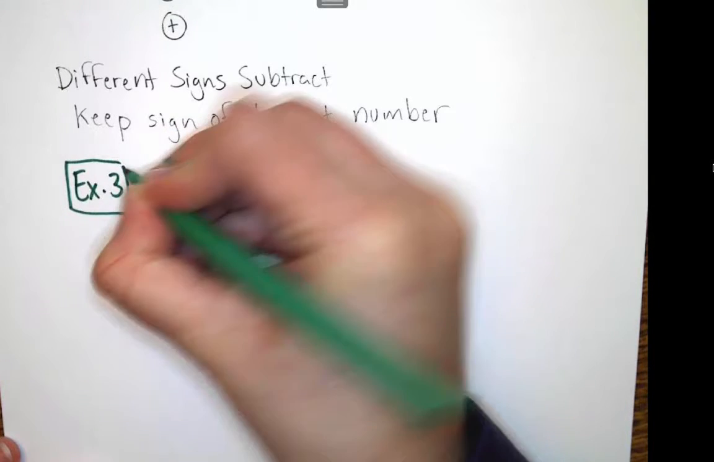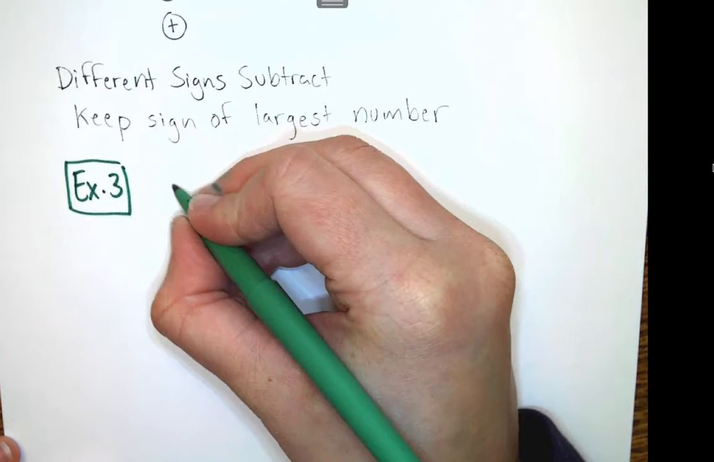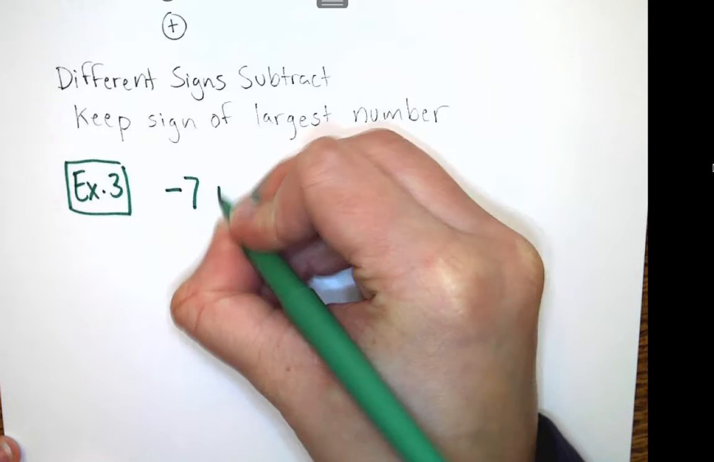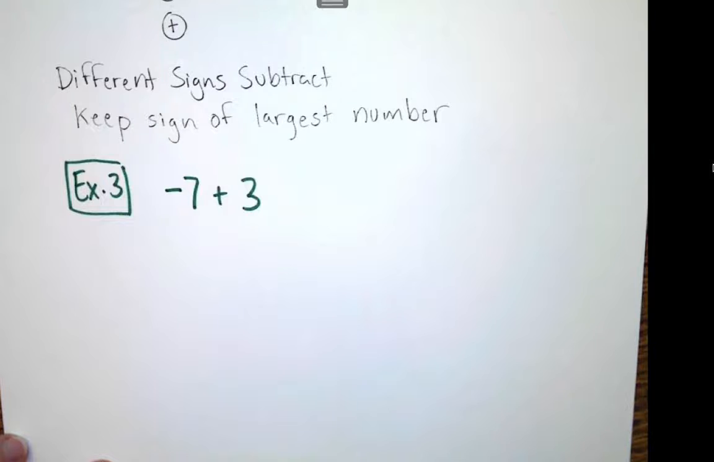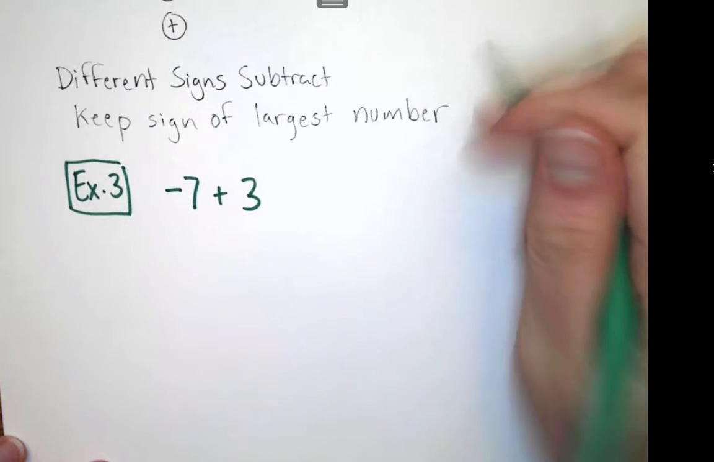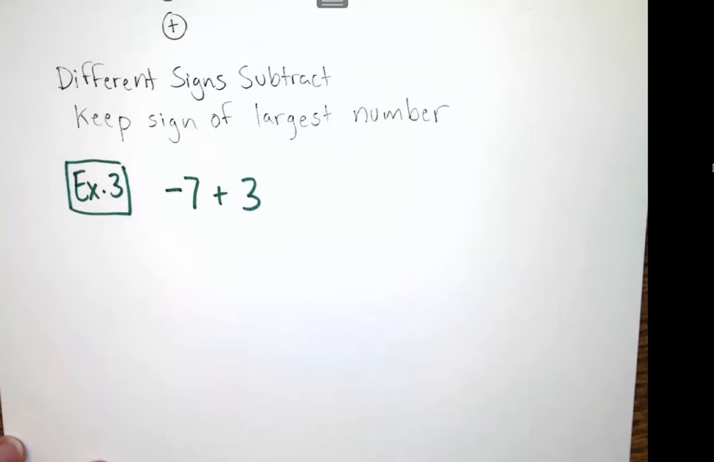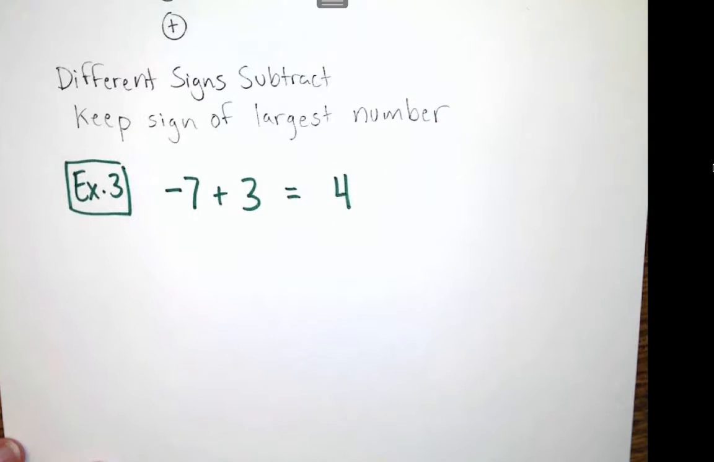Let's say this time we had, I'm going to go with littler numbers again, negative 7 plus 3. Okay, first off, those are opposite signs. Negative 7 and 3, this is negative, this is positive. The rule says with different signs we should subtract. So 7 take away 3 is 4. I'm expecting 4 to be the answer. But let's look at the visual, because we're still working on visuals.